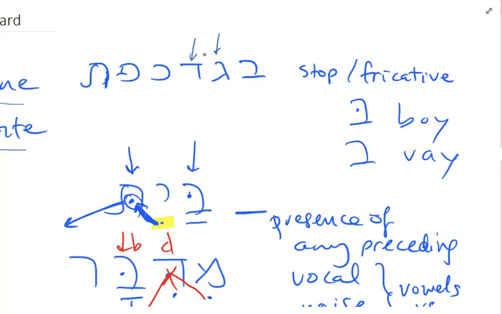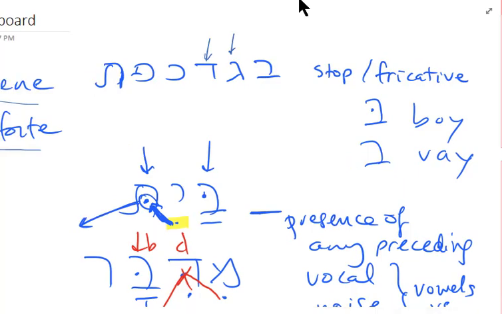Kaf, it is distinguished. K versus Ch. K, Ch. Pei, distinguished. P, F. And then Tav, not everybody distinguishes, but I do. T versus Th, as in thin. T, Th. Okay? So, those are easy enough, I suppose.